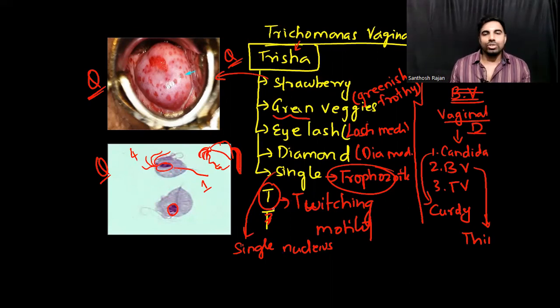Okay, treatment. Of course, treatment you give with what? Metronidazole. The shortcut, I'll talk about that when I have time, in GRDA we'll talk. So it's very easy. You got it, right? Now let's go to the next one.